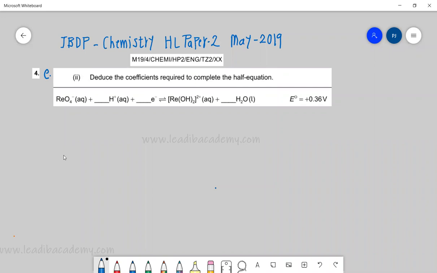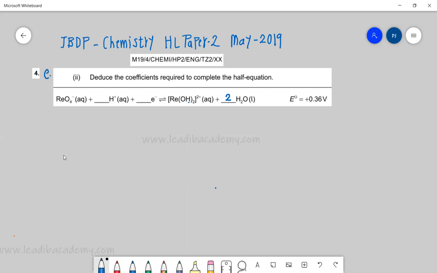For E2, deduce the coefficients required to complete the half reaction. So it is just the balancing. So let's see how we can approach. So we can clearly see that oxygen on the left-hand side, there are 4 oxygens, and on the right-hand side, this is fixed. Okay, that means there is no scope for this OH, this complex. So it simply means that we have to put compulsorily 2 oxygens, so that oxygens are balanced.